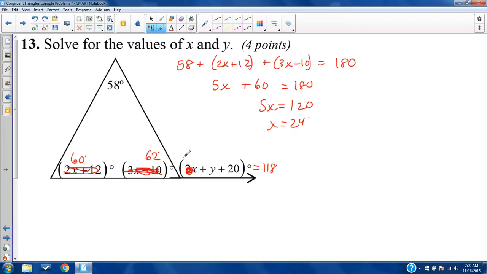2 times 24 is 48. So here's our equation: 48 plus y plus 20 equals 118. 48 plus 20 is 68. So y plus 68 equals 118. Subtract 68, and y will equal 50. So there's x, there's y.